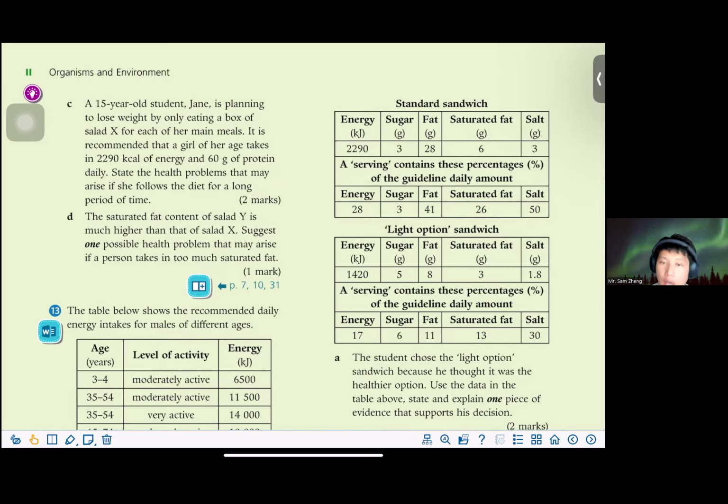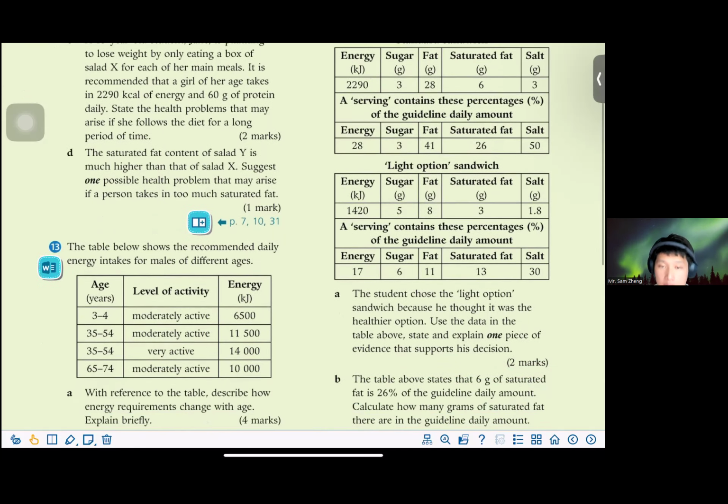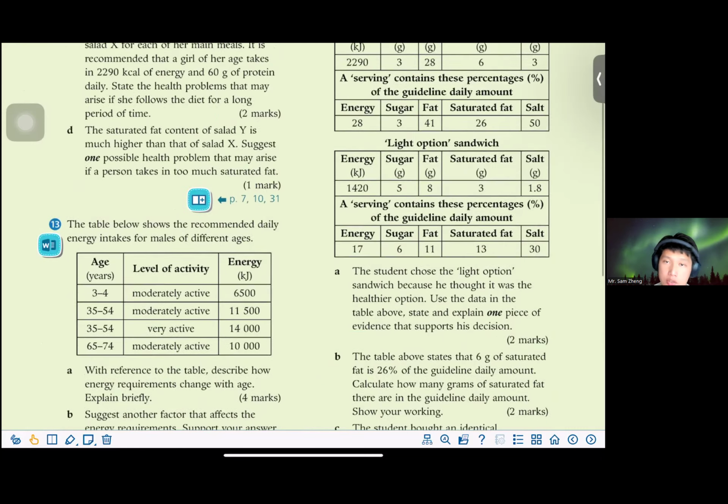Now, I want you to use the data in the table to state and explain one piece of evidence whether the light option sandwich would be healthier. It is a healthier option.